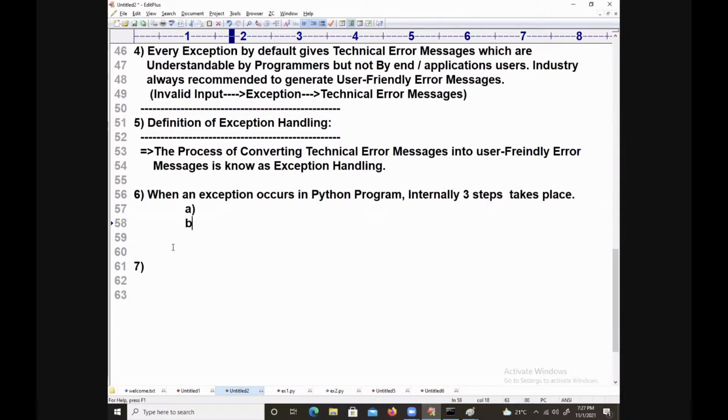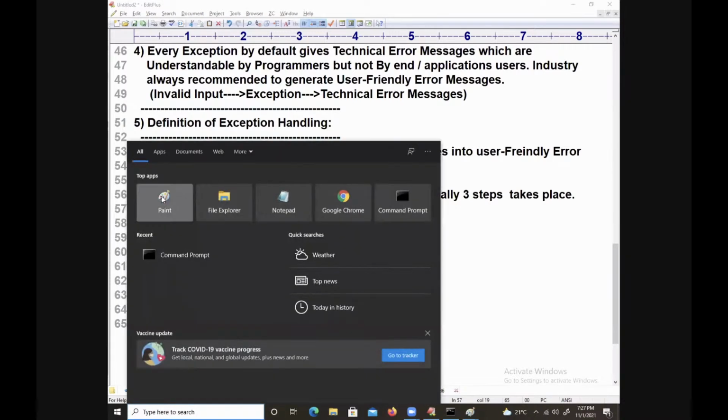Point A, point B, point C, I am writing. When an exception occurs in the Python program, internally three steps take place: A, then B, then C. What are those steps, sir? Let us go to the program.